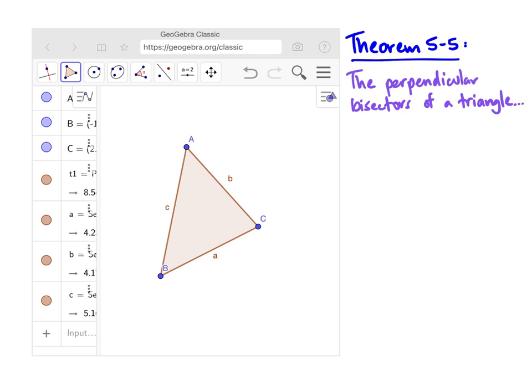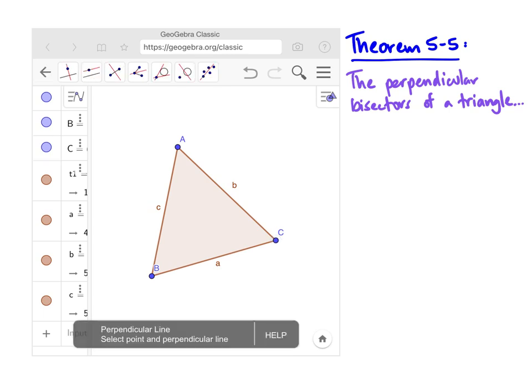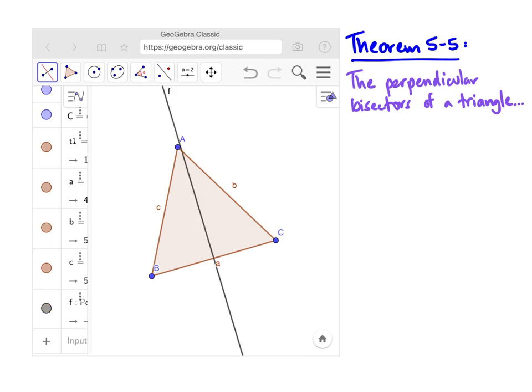And what you can see on the screen here is I got a triangle. And this triangle, there's nothing necessarily special about it. It's just a triangle. And I'm going to go ahead and plop on there the perpendicular bisector of one of the sides. So I'm going to use side A here, and I'm going to put the perpendicular bisector of side A on. Now remember, perpendicular bisectors, they bisect segments and they're perpendicular to them.